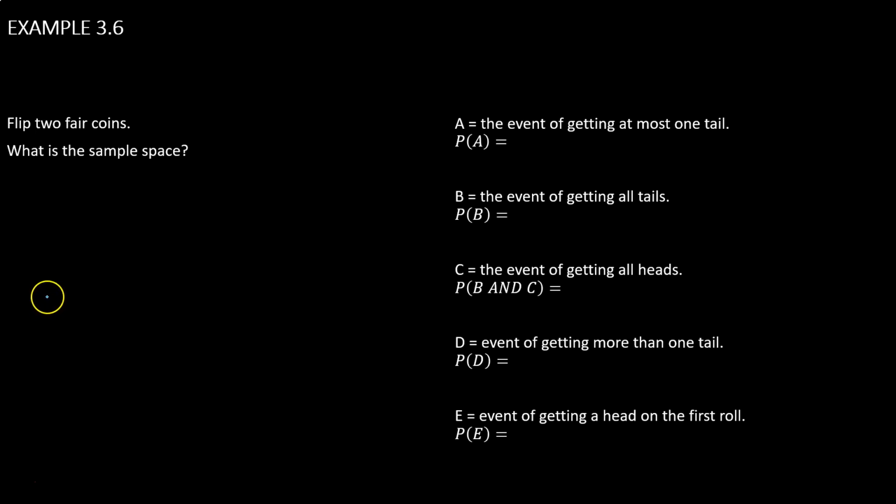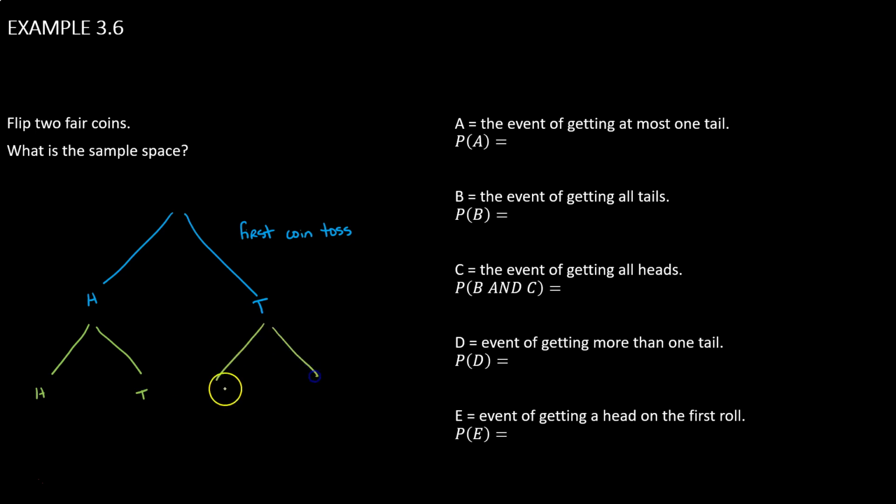Our first coin has two choices. Either we have a heads or we have a tails. So this represents the first coin toss. When we go to toss the second coin, we have to consider that it's another branch of our tree diagram. So our second coin could also have an outcome of a heads or a tails. And that's true no matter what we got on our first toss.